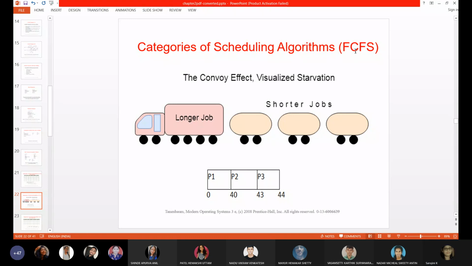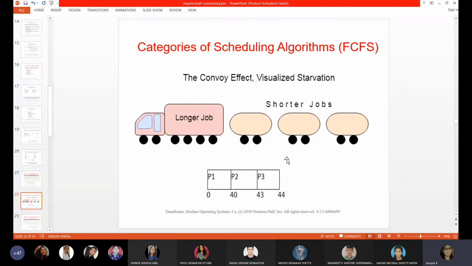Whenever the scheduler is using a combination of algorithms, that time FCFS might be used. But nowadays, none of the schedulers have FCFS as a single algorithm to decide the scheduling. Remember, because it has a strong limitation. The disadvantage is called starvation. And it is also called the convoy effect, because it creates a negative effect. So remember that.